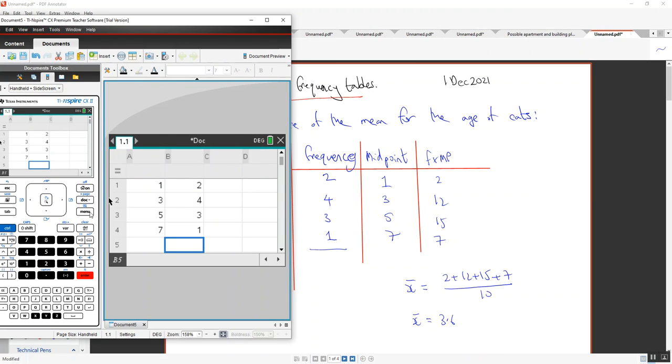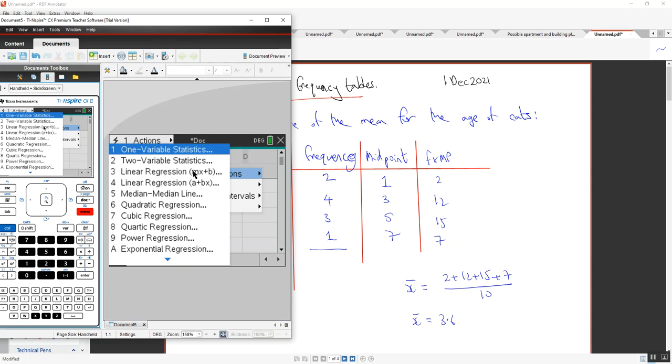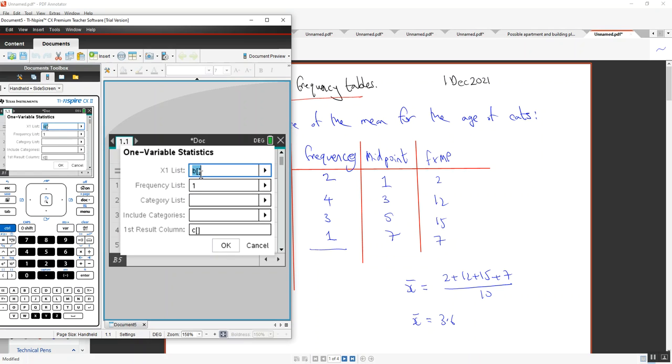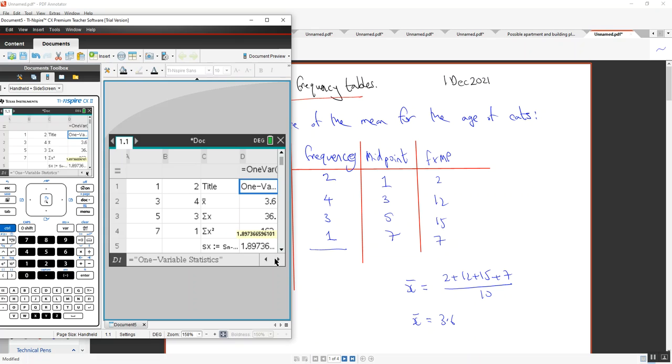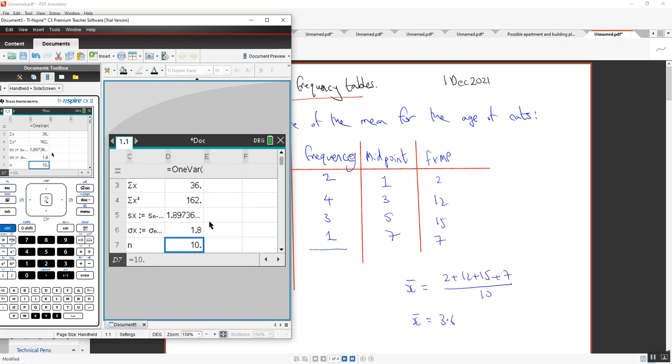Then we go to menu, statistics. One variable statistics. Number of lists, 1. What goes in X1? That should be A, and the frequency list is B. We want our results in C. And we can see then x bar, our mean, is 3.6. Okay. Easy enough? Excellent.